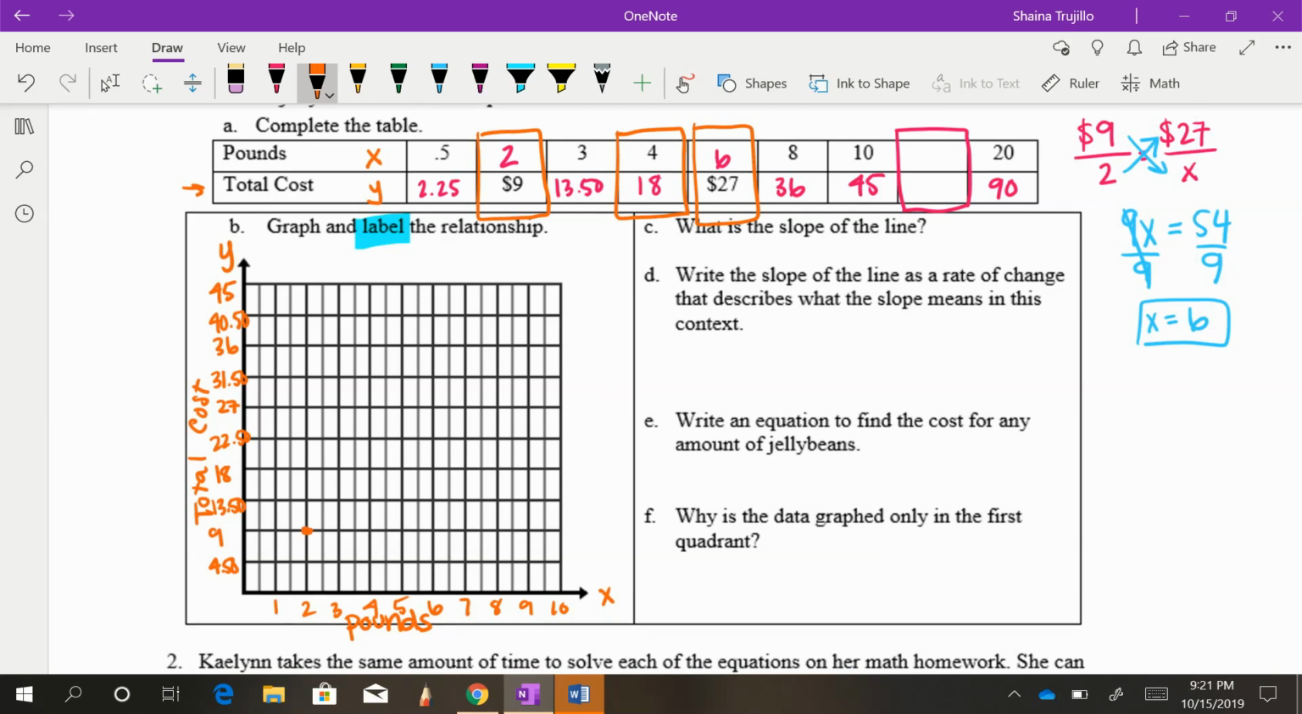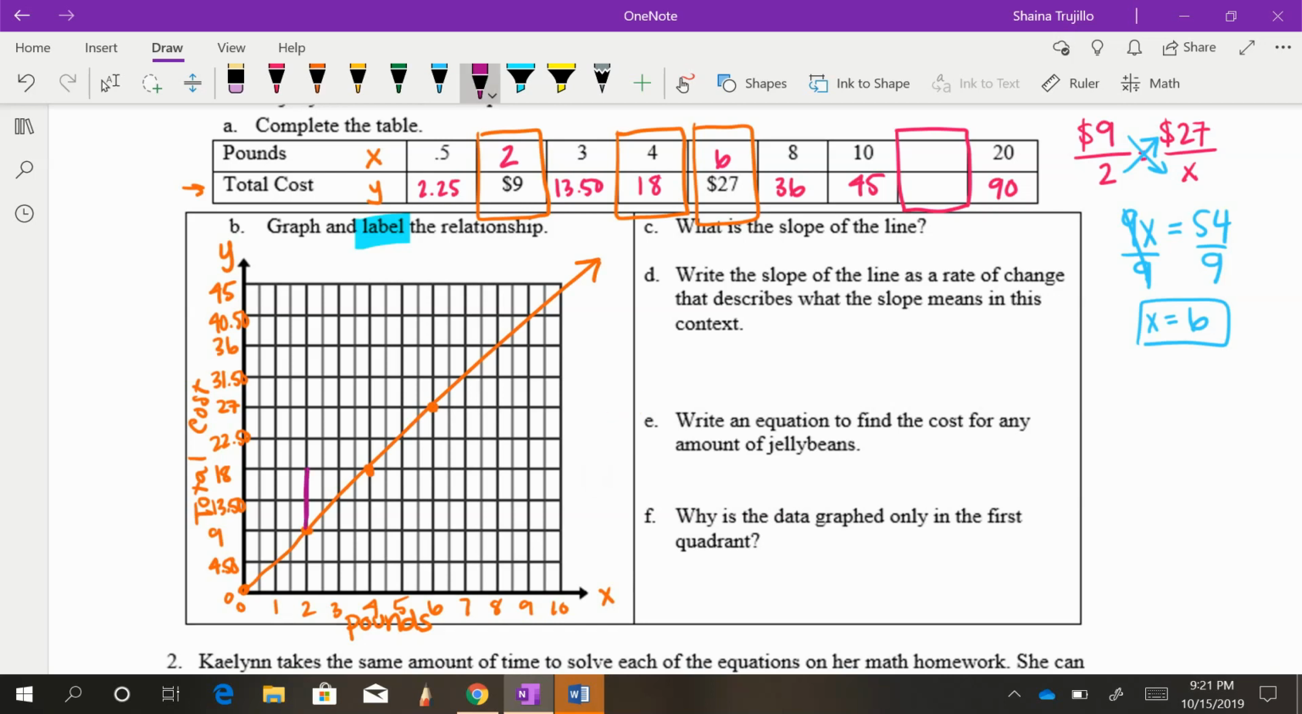Okay, so when I buy 2 pounds of jelly beans, it's going to cost $9. When I buy 4 pounds of jelly beans, it's going to cost $18. And when I buy 6 pounds of jelly beans, it is going to cost $27. Okay, I'm going to go ahead and draw and extend my line. Now, it wants me to, on part C, find the slope of the line.